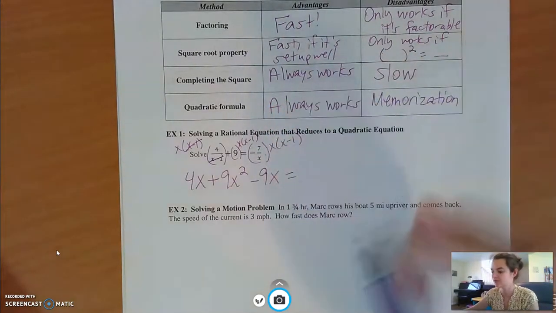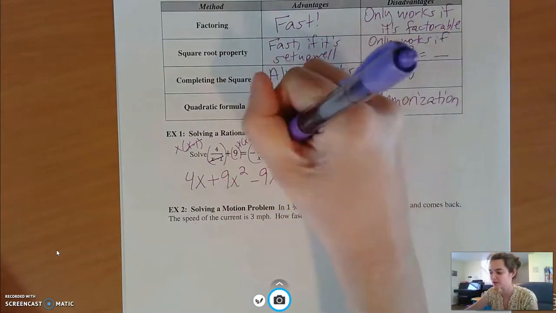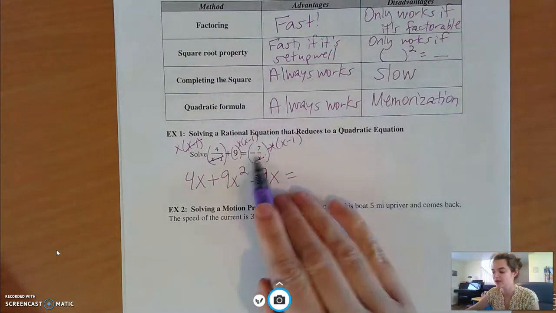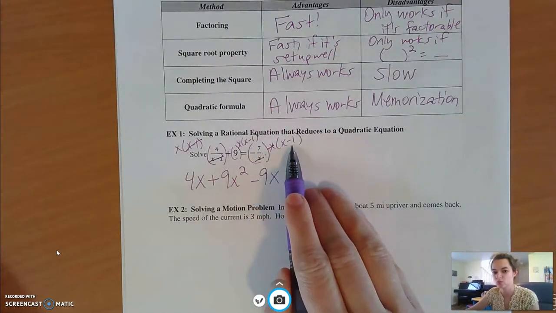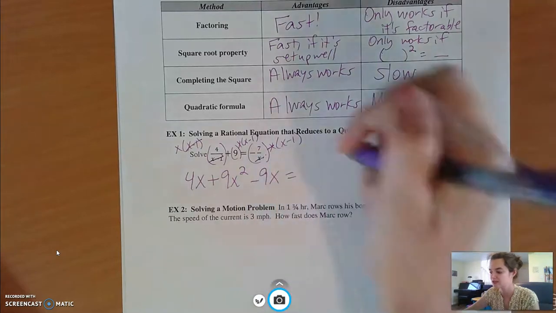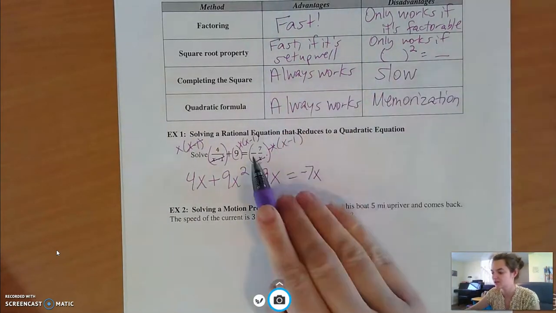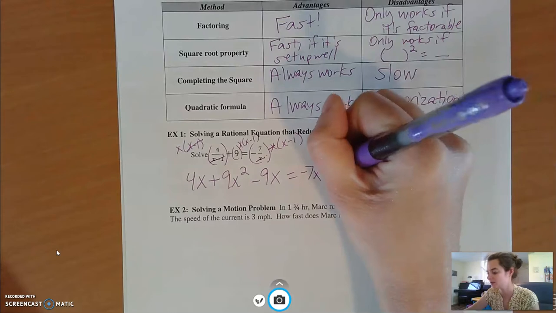On the right side of our equation, the x's are going to divide out. And you're going to have negative 7 times x minus 1. So negative 7 times x is negative 7x. Negative 7 times negative 1 is positive 7.